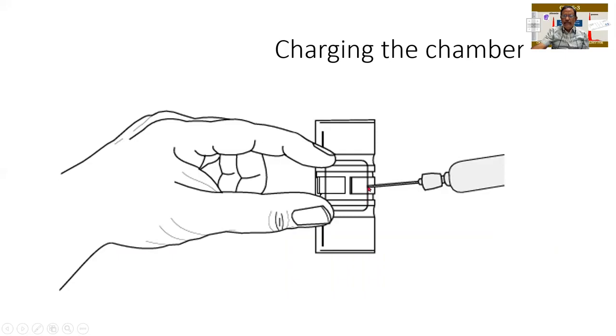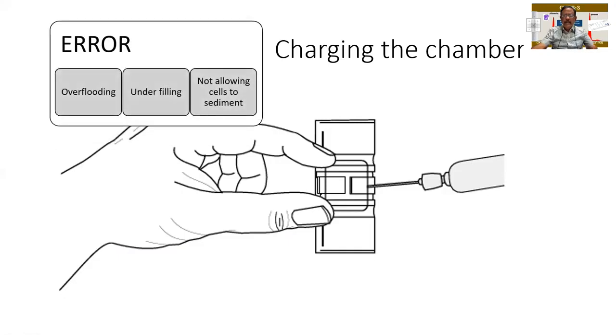And whenever I do fill, I find that it will go in by capillary action. The diluted fluid along with blood will go in by capillary action and no pressure is required. So this is called charging the chamber. The error in this can be overflooding. Sometimes it is not supposed to go into the troughs on either side. Underfilling, there will be a large air bubble. And another error is we start the counting immediately. Usually we should allow all the cells to settle down to a particular plane and then do the counting. These are the common errors in counting in a Neubauer chamber.